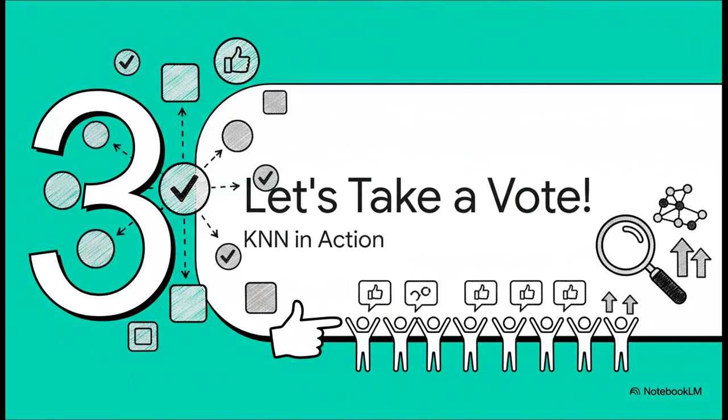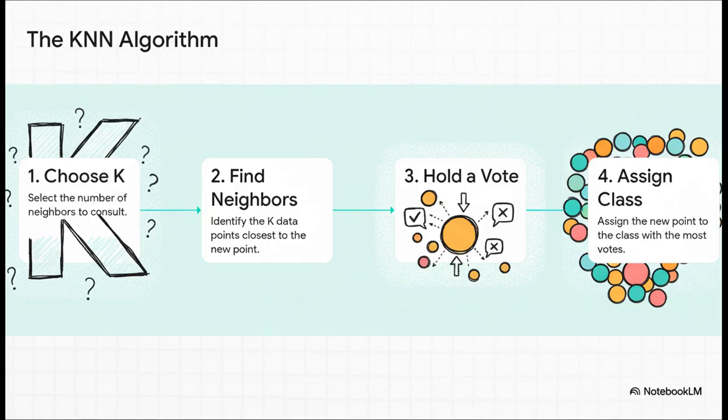Now, this is where it gets really fun. Our point knows how to find its neighbors. So what's next? Well, it does what any good community would do. It takes a vote. This whole process is called the k-nearest neighbor algorithm, or KNN for short, and it's basically just 4 simple steps. First, you pick a number, k. That's how many neighbors you're going to ask for their opinion. Step 2, you find those k closest points. Third, you let them all vote. And finally, majority rules. Our point gets assigned to whatever class got the most votes.